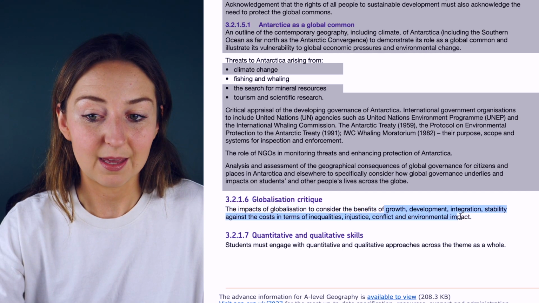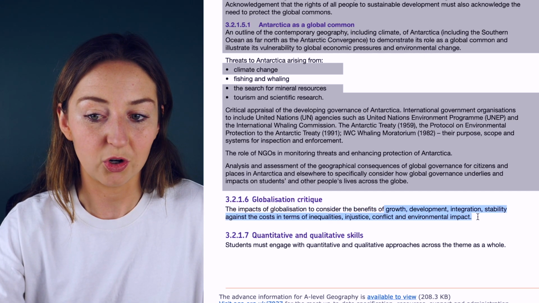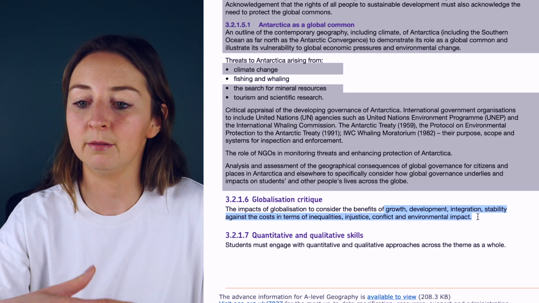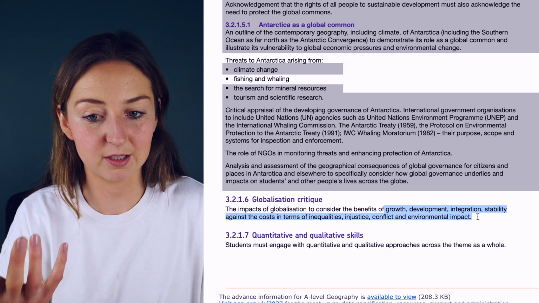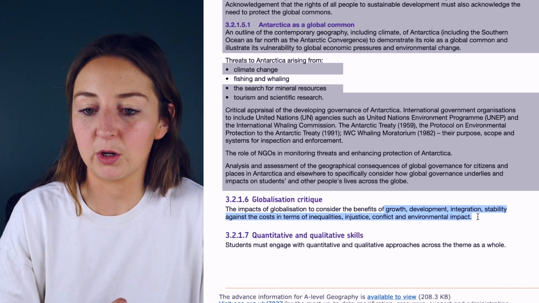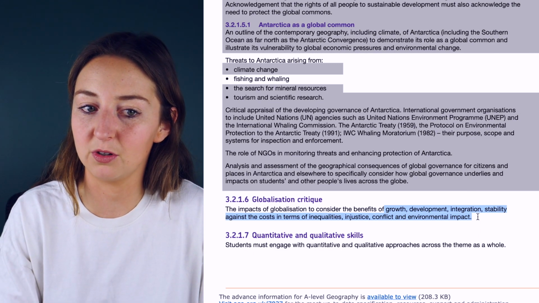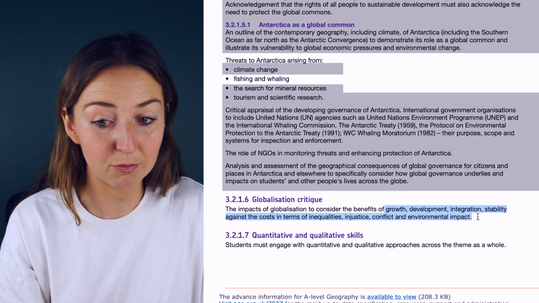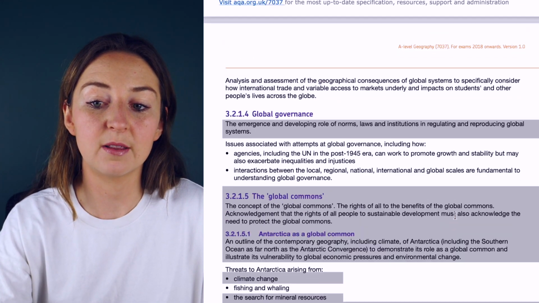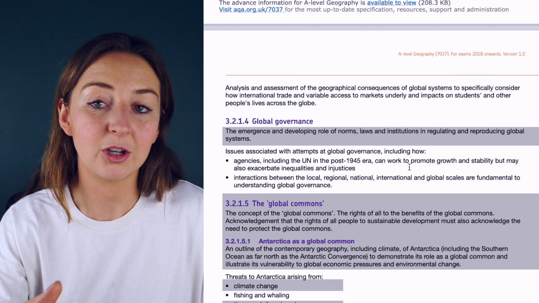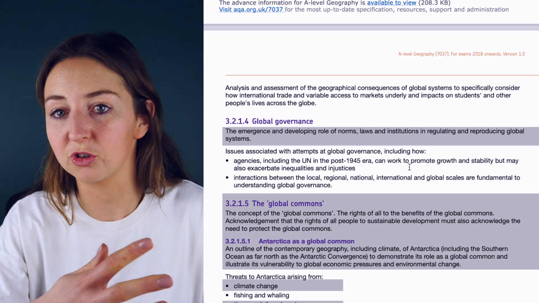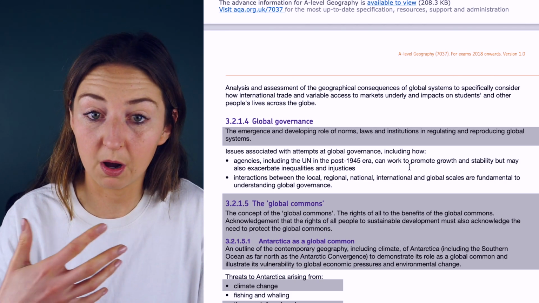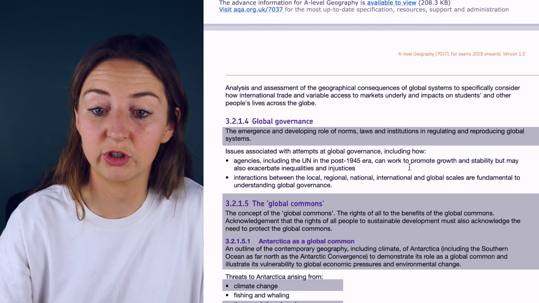So that makes me think that there might be a question on growth, development, integration, stability versus the cost of globalization, of inequalities, injustices, conflict, and environmental impact. And they have had some 20-mark questions on that before, so you can probably practice it. But it's interesting that they've included all of them. It could be potentially quite a synoptic question, which includes lots of part of the globalization specification.